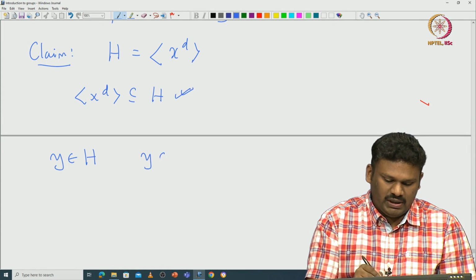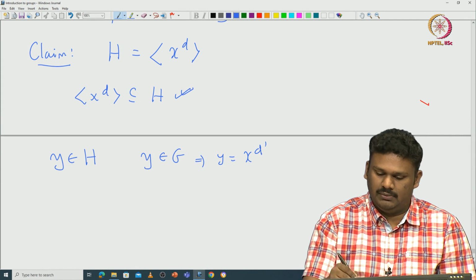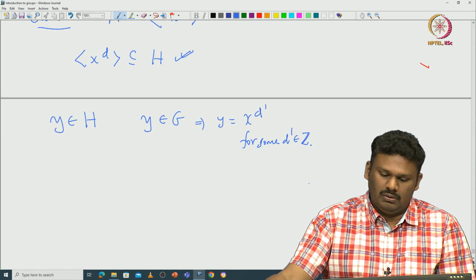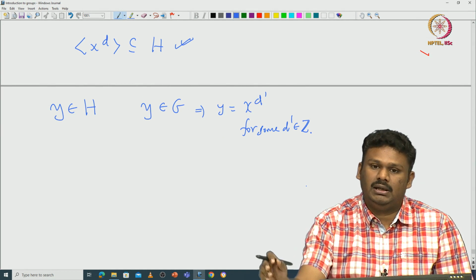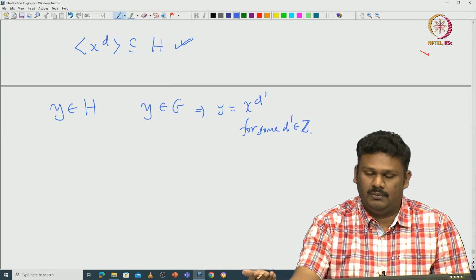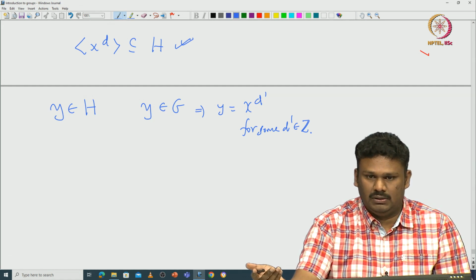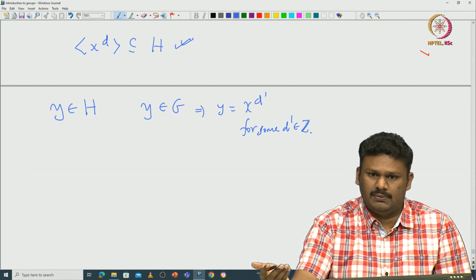So, since y is in G, that will imply y equals x power d dash for some d dash in integers. So now you have d and d dash. You want to say that d dash is a multiple of d. Basically, you want to say y is a power of x power d. In order to say that, you can simply say d dash is a multiple of d.